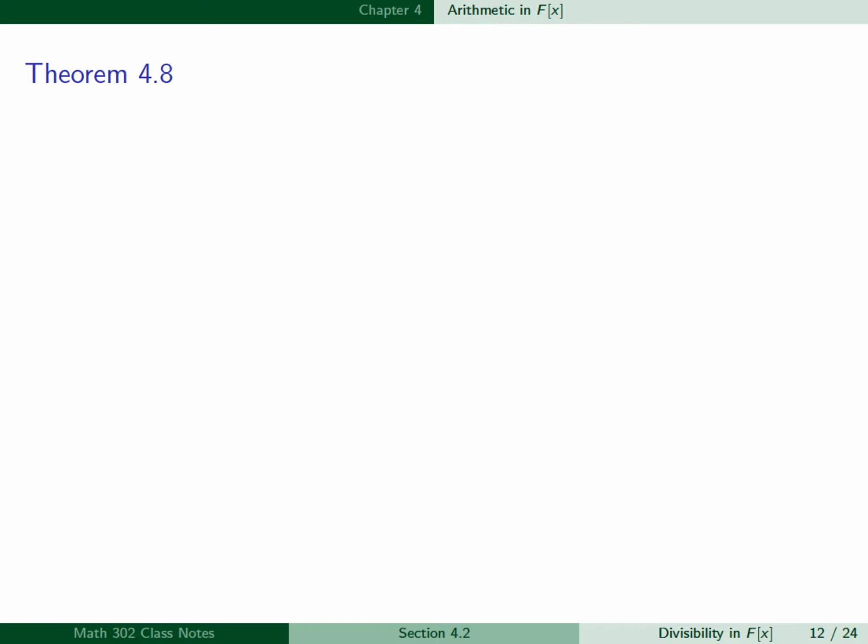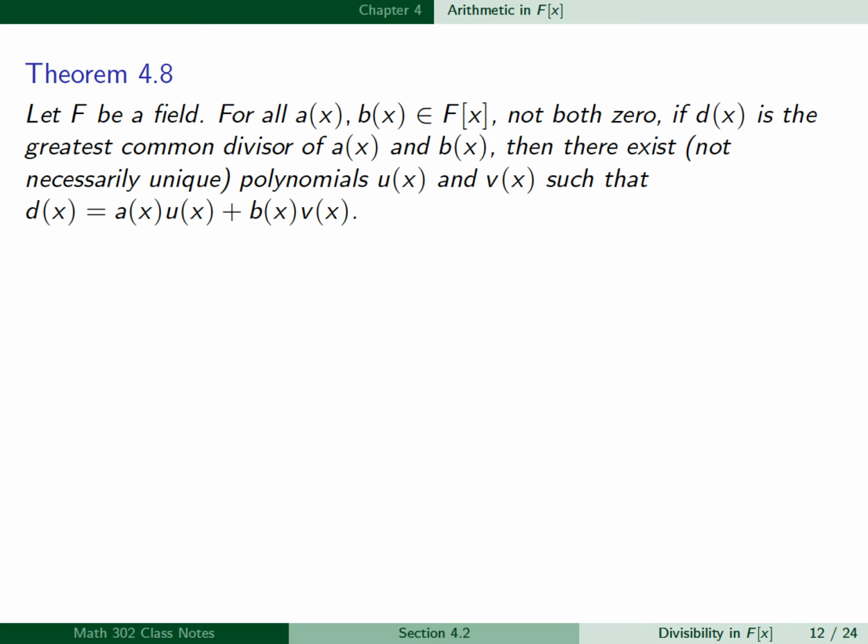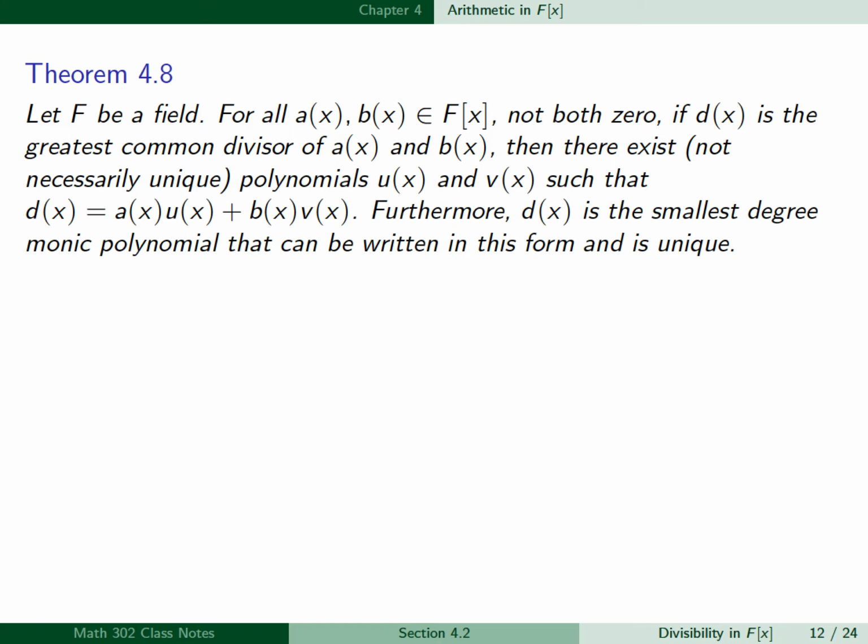So this is Theorem 4.8. Let F be a field. For all a(x), b(x) in F[x], not both 0, if d(x) is the greatest common divisor of a(x) and b(x), then there exist, not necessarily unique, polynomials u(x) and v(x) such that our GCD d(x) is the linear combination a(x)u(x) plus b(x)v(x). Furthermore, d(x) is the smallest degree monic polynomial that can be written in this form and is unique.